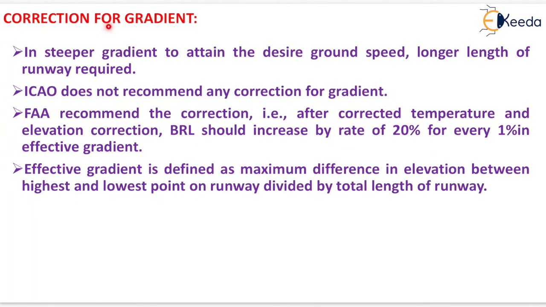Now correction for gradient. In a steeper gradient, to attain the desired ground speed, a longer length of runway is required. ICAO does not recommend any correction for gradient. FAA recommends the correction, that is after temperature and elevation correction, the basic runway length should increase at a rate of 20% for every 1% of effective gradient.